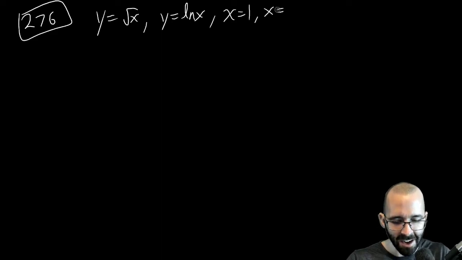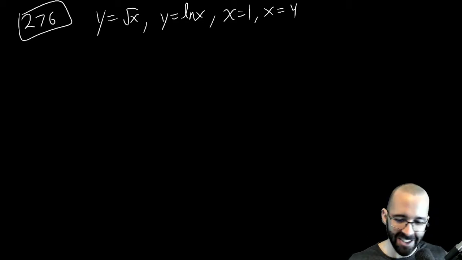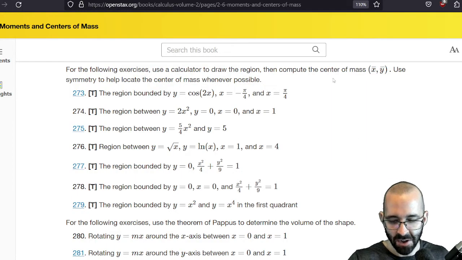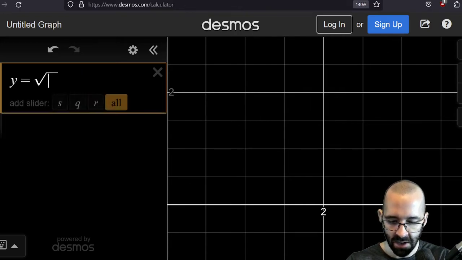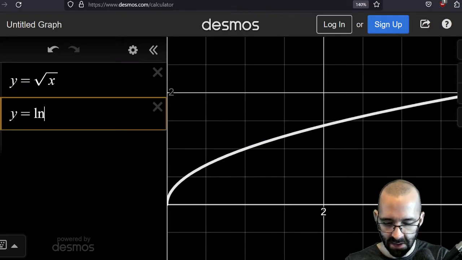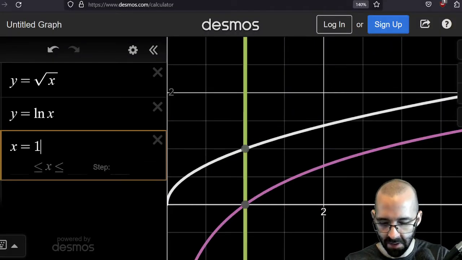Oh, I made a note to talk about what to do when there are two functions, but then I went off of my notes and just improvised. And when you do that, you miss the important note comment. I'll include something in the assignment description to remind you guys what to do. Okay, so we're going to draw this picture as we're instructed with the calculator. Square root of x, ln of x between x equals 1 and 4.